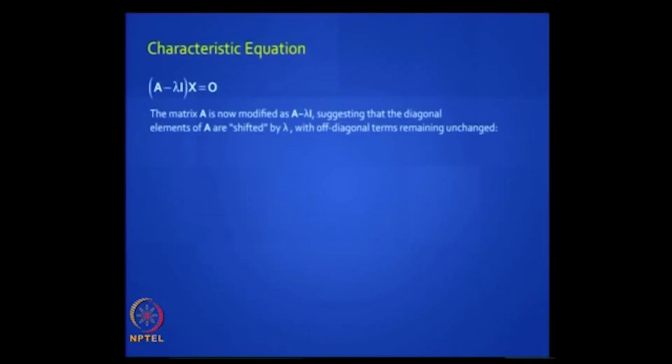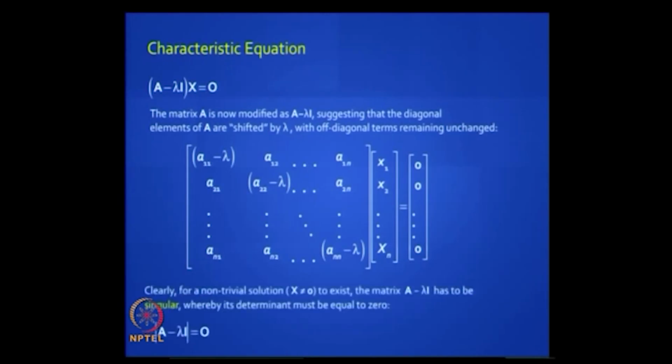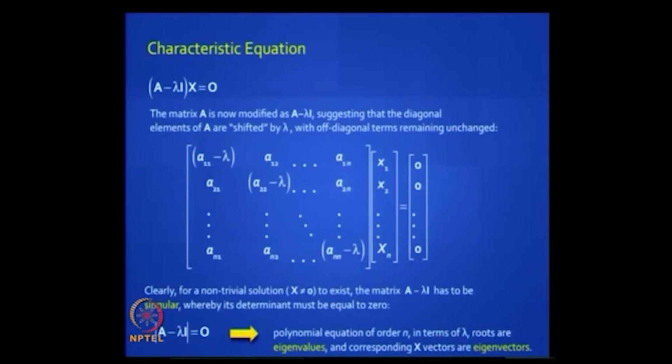You have probably come across this, it is called a characteristic equation, which is what you get when you want a non-trivial solution. The determinant of this matrix will have to be 0, which means the elements get shifted by lambda. You remember, you must have done this exercise, you have shifted the lambda x to the left side, so now you have homogeneous equations. Clearly for a non-trivial solution A minus lambda I has to be singular, which means the determinant must be equal to 0.